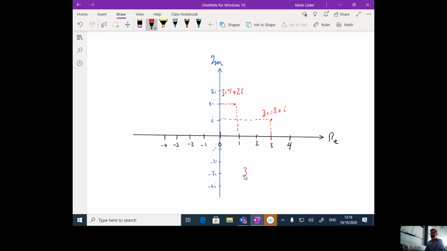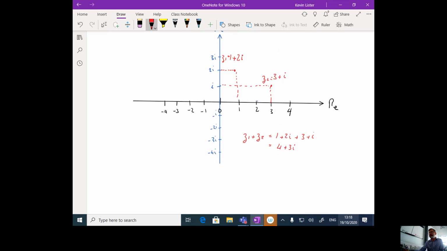And you can see now straight off that all the normal stuff that you've already seen in terms of adding like terms is going to apply. So z1 plus z2 is going to be 1 plus 2i plus 3 plus i. So we get 4 plus 3i.